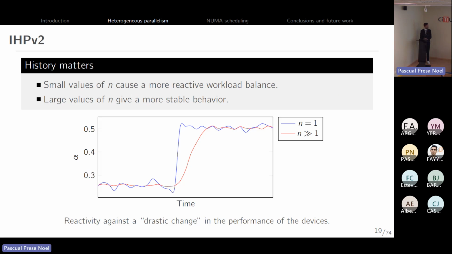We should also discuss the value of M. And the case is similar to the value of C. When we take into account a small number of measurements, we have a very reactive workload balance algorithm, which could also incur a lot of data transfers. And when we take into account a lot of measurements, our workload balance algorithm is a bit more lazy, but much more stable.